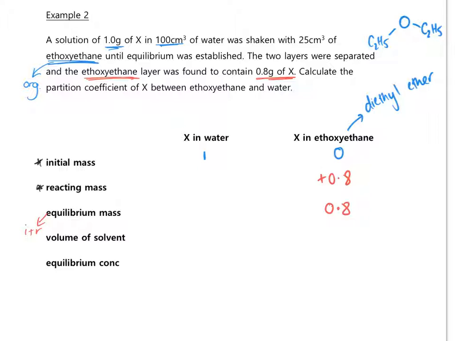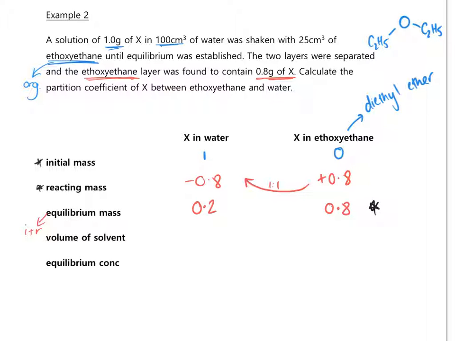And the ratio of the reacting masses in these calculations is always going to be 1 to 1, which means that I've lost 0.8 grams of X in water. And think about this logically. I had 1 gram of X in water, and then I shook the two layers together, and now 0.8 grams of it is in ethoxyethane. That means I must have lost 0.8 grams from water because it was initially all in water. That gives me an equilibrium mass of water as 0.2 grams.